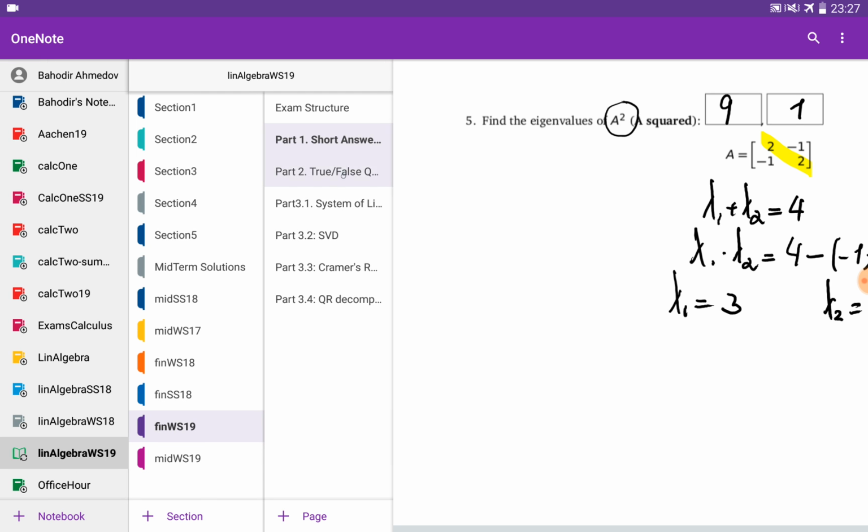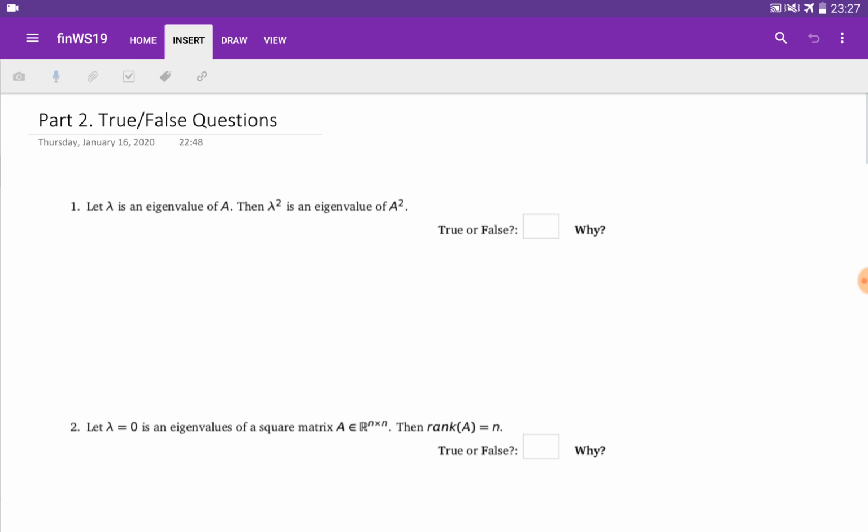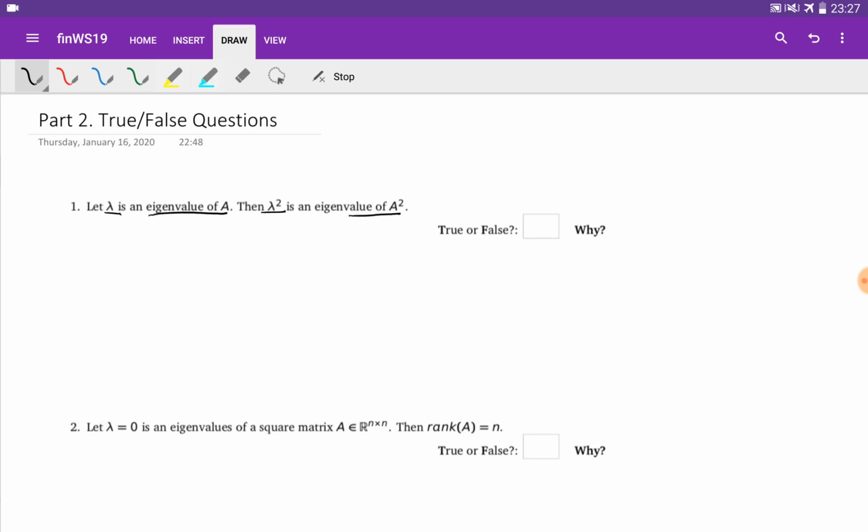Let's go through the questions from the second part. This part contains 10 questions, and please note that in order to get the full credit, you need to prove the statement if it is true and give a counterexample if it is false. The first statement: if lambda is an eigenvalue of A, then lambda squared is an eigenvalue of A squared. There was an example in the last question of the previous part, but it is not enough to just give an example if the statement is true, since it is necessary to prove it.